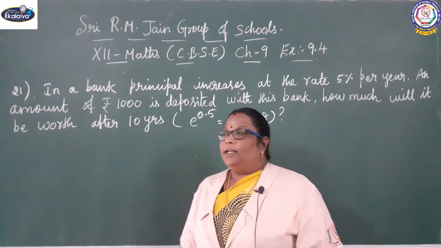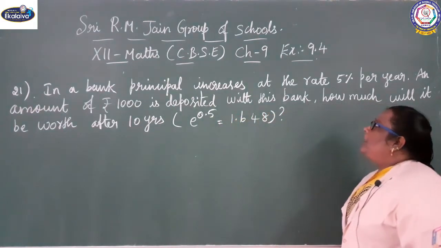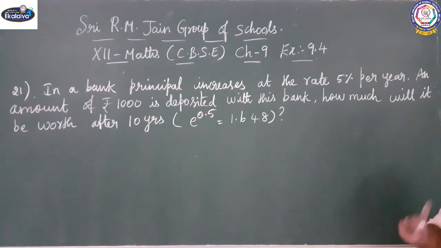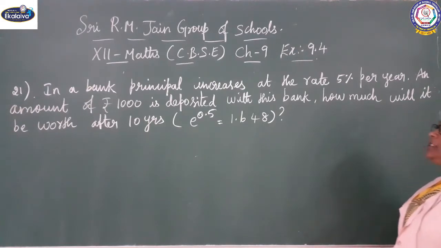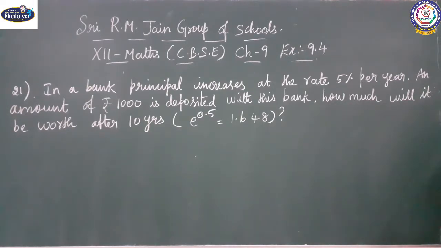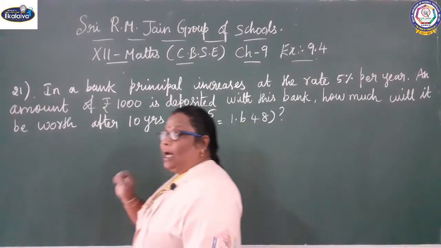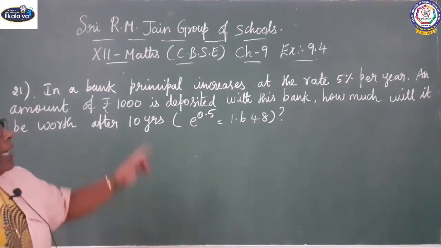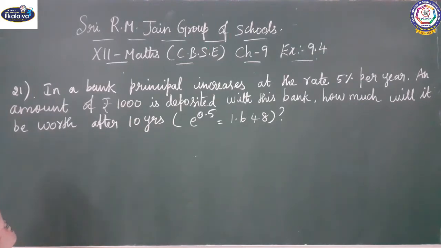See, this is 12th standard CBSE Maths chapter 9 exercise 9.4 21st sum. In a bank, principal increases at the rate of 5% per year. An amount of rupees 1000 is deposited with this bank. How much will it be worth after 10 years? That is, how much amount will you be getting after 10 years when you deposit 1000 rupees at the rate of 5% interest.